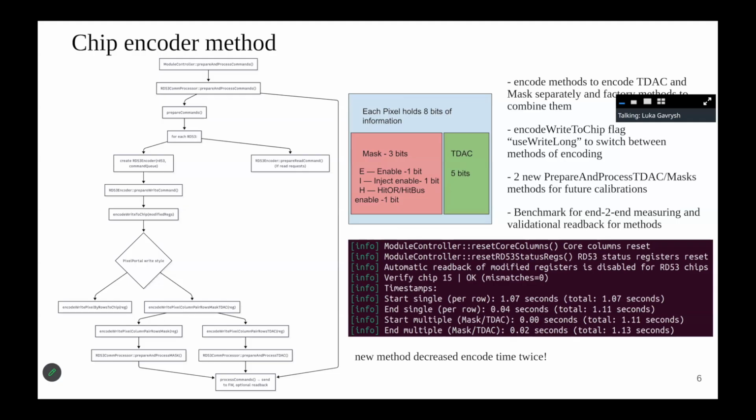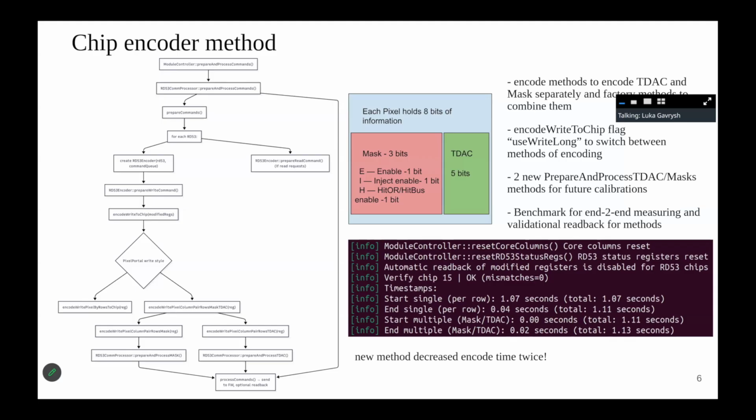Finally, I built the end-to-end benchmark and validation on a small test for 10 column pairs. For the new write long methods, as you can see on the screen from my terminal, the old method takes around 40 milliseconds, against the new method, which takes only 20 milliseconds. So it decreased encode time twice.